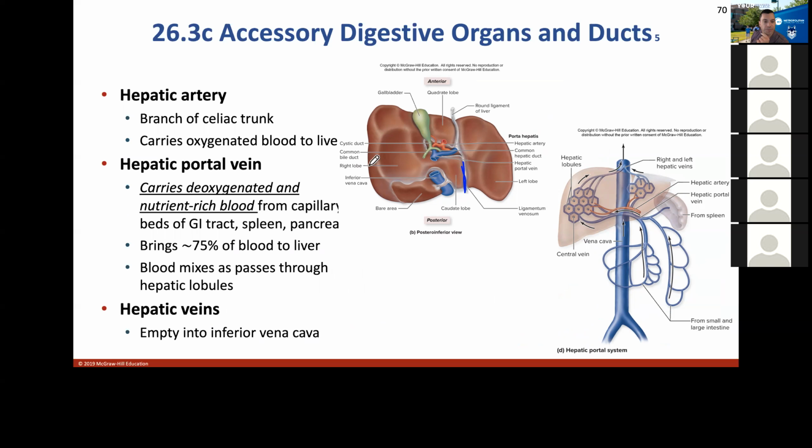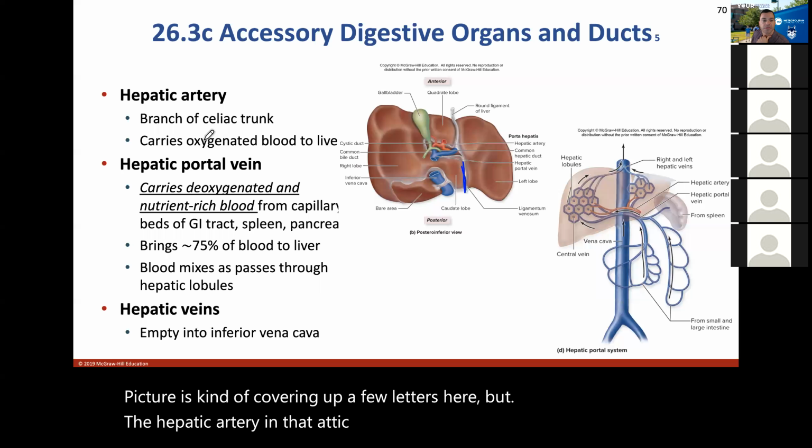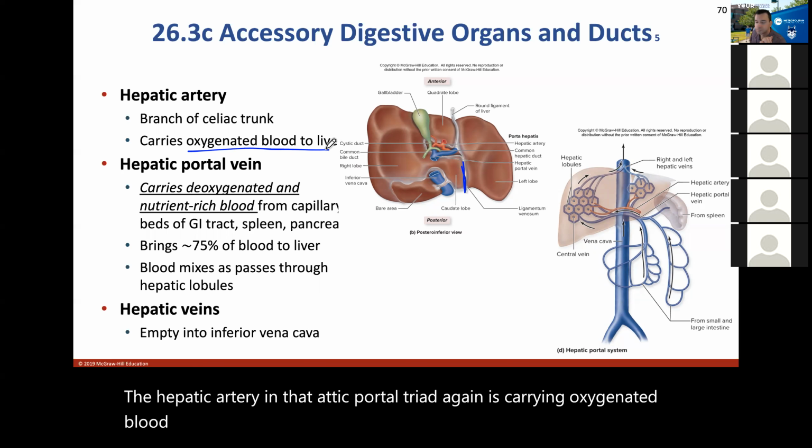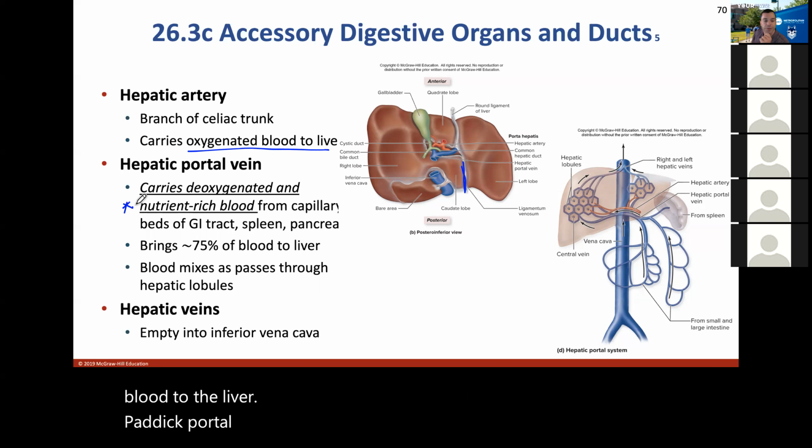The picture is kind of covering up a few letters here, but the hepatic artery in that hepatic portal triad again is carrying oxygenated blood to the liver. Hepatic portal vein, nutrient rich blood. Then there's my hepatic veins emptying into the inferior vena cava.